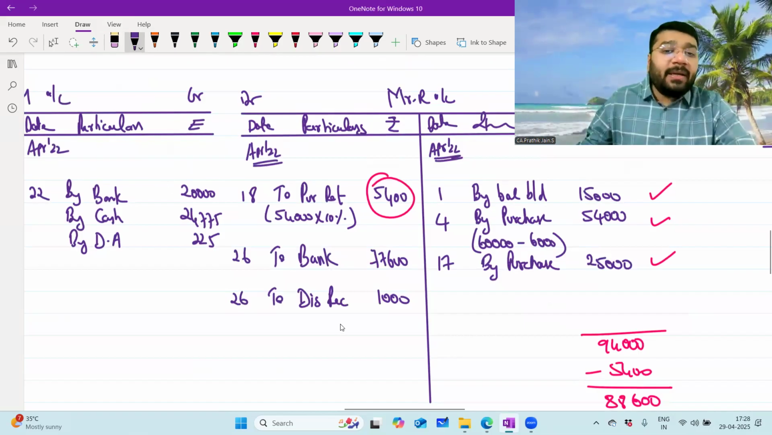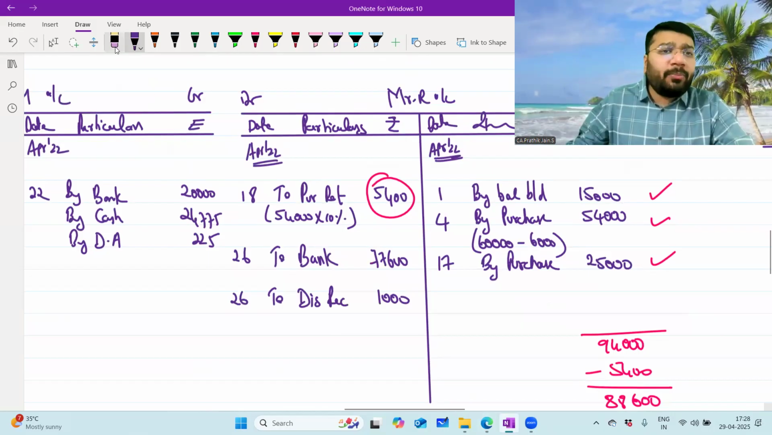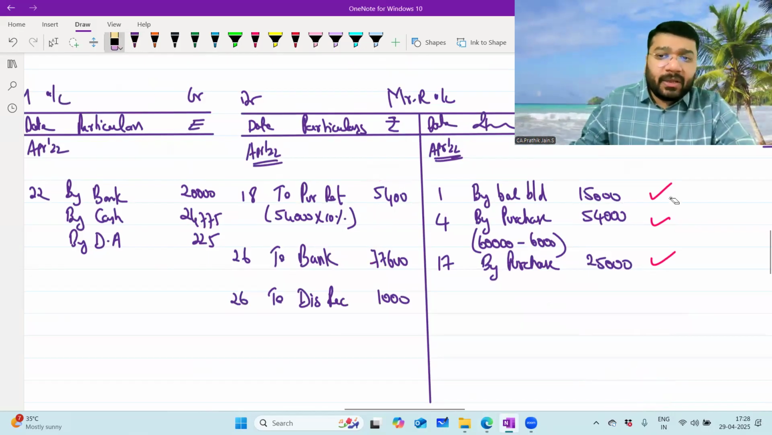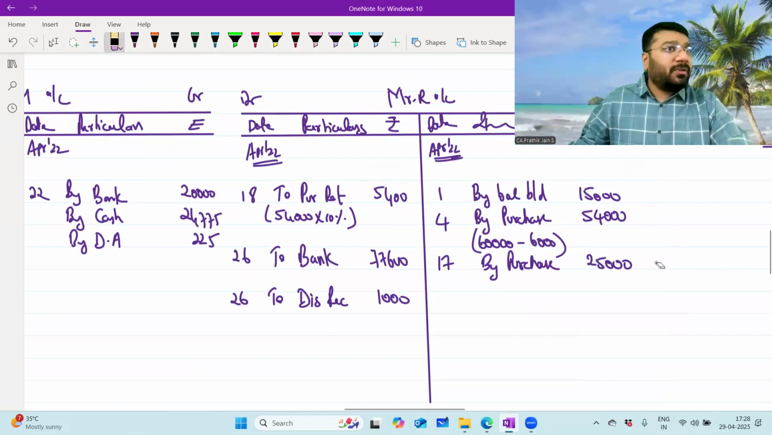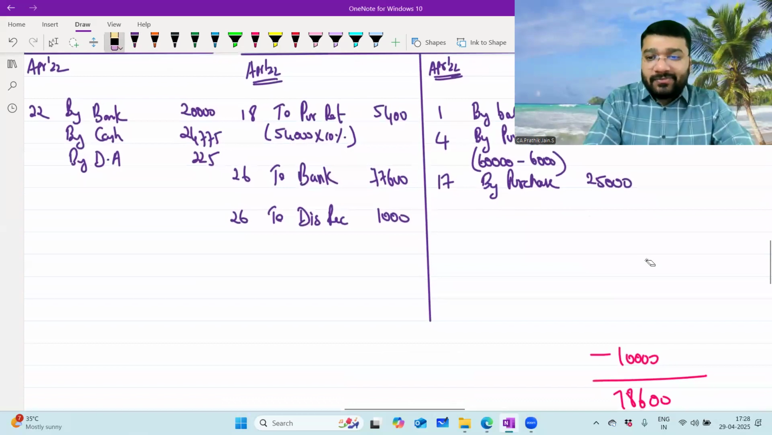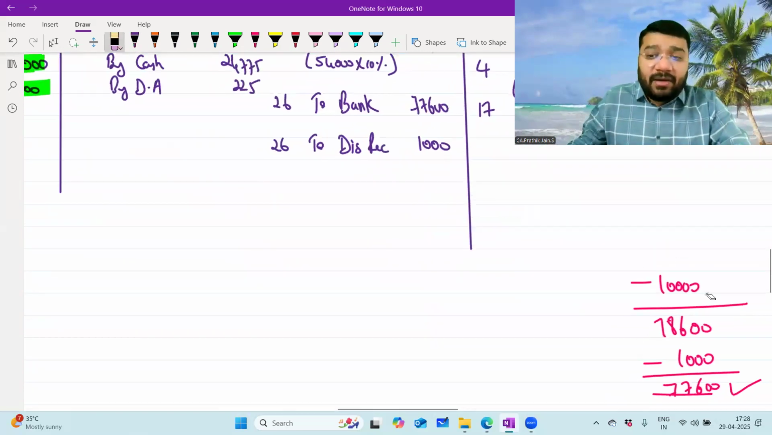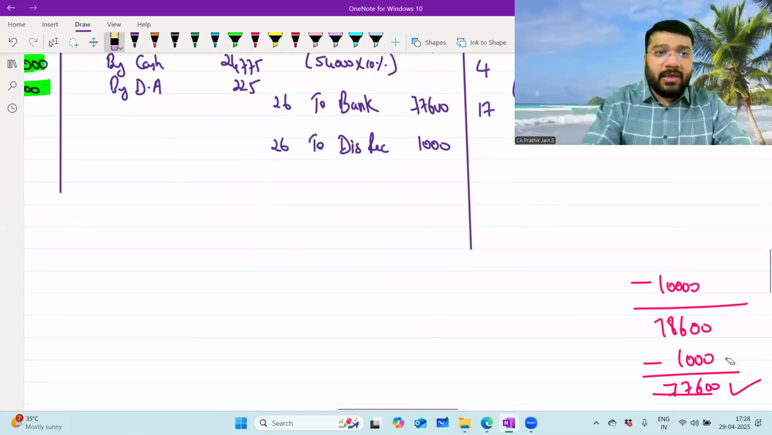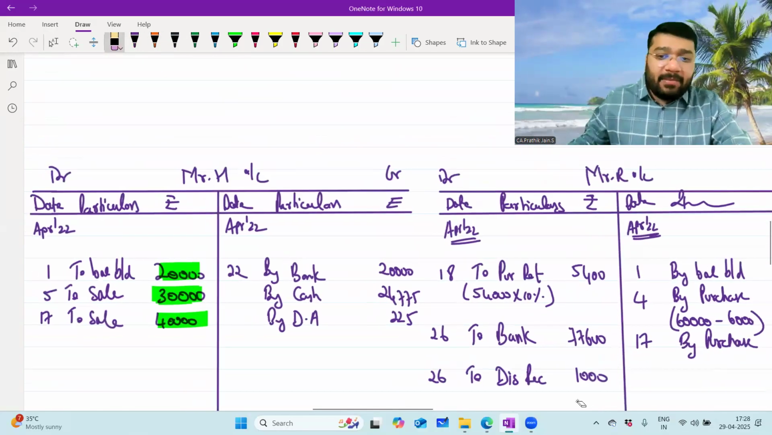Now tell me, people, automatically the balance of this ledger is going to be 10,000. But I'll not put it now. Let's see if there's any other transaction. If you balance the ledger right now, the balance carried down is automatically 10,000. But we have to see if there are any further transactions. I'm not putting any balance for now. Anyways, coming back.